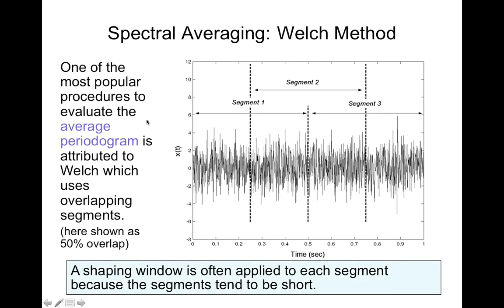So here's an example of the Welch method of spectral averaging. Basically, we have our signal and we're going to divide it into segments. And we're going to calculate the power spectrum of each segment. And it is possible for us to have the segments overlap. In this example, we have segment 1 and then we have segment 2, and we have a 50% overlap between segment 1 and segment 2. And what we're going to do is calculate the power spectrum for each segment, and then average the spectra.